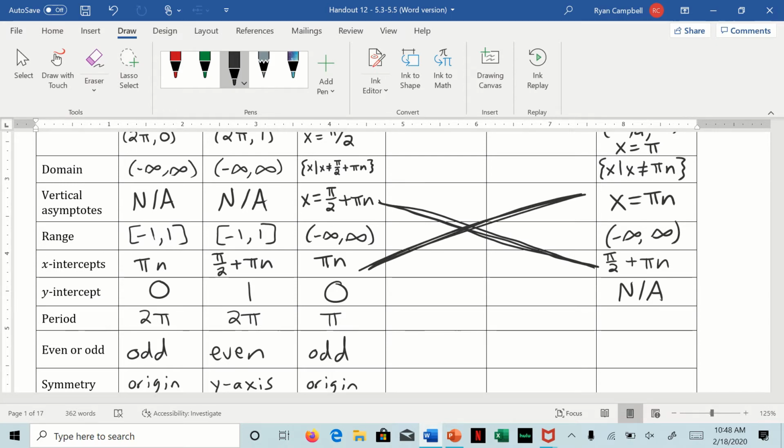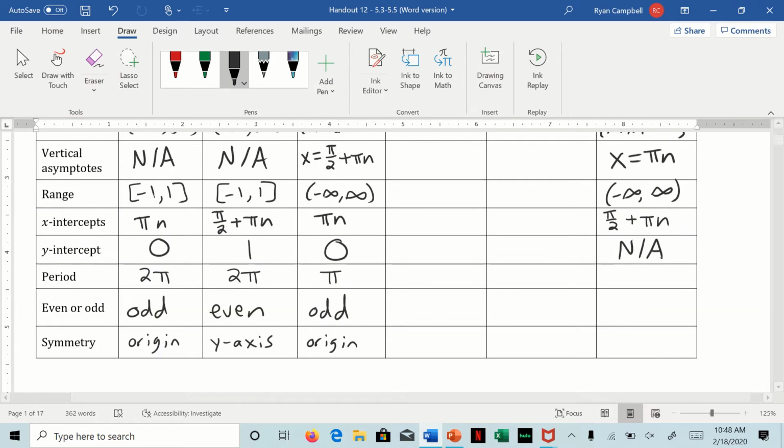Now why might that be? Because if you have an x-intercept at 0, well, I guess the y value is 0, right? So if you have an x-intercept, the y value is 0. So when you flip it, what are you going to end up with? Vertical asymptote. Yeah, so it actually makes sense that those two would be inverses of each other.